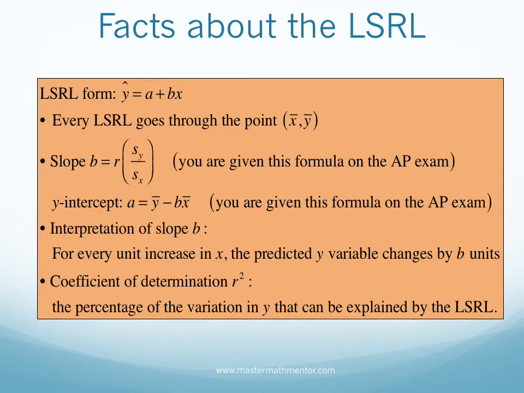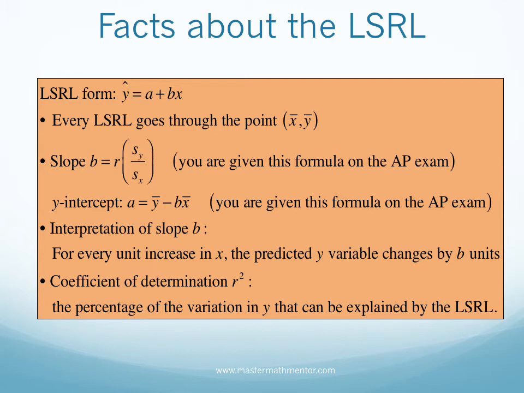It is important to understand the interpretation of slope b. For every unit increase in x, the predicted y variable changes by b units. Finally, we have the coefficient of determination, r squared. Not to be confused with r. r squared is the percentage of variation in y that can be explained by the least squares regression line.